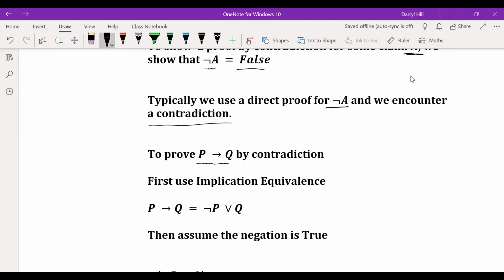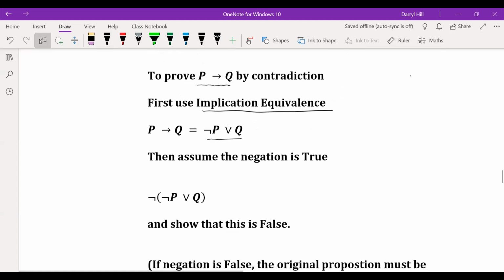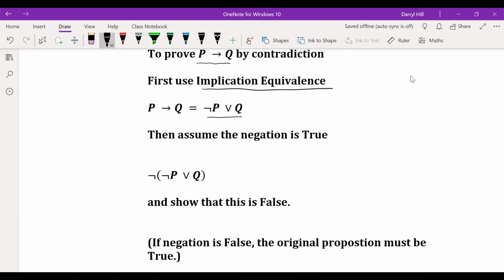If I want to prove a regular implication by contradiction, P implies Q, first we can use the implication equivalence. P implies Q is the same as not P or Q. Then we argue the negation and show that it's false. We don't need to assume it's true. So we get not (not P or Q), and using De Morgan's, we can get this to P and not Q. So if our antecedent is true and the consequent is false, that's what we're going to show leads to a contradiction.